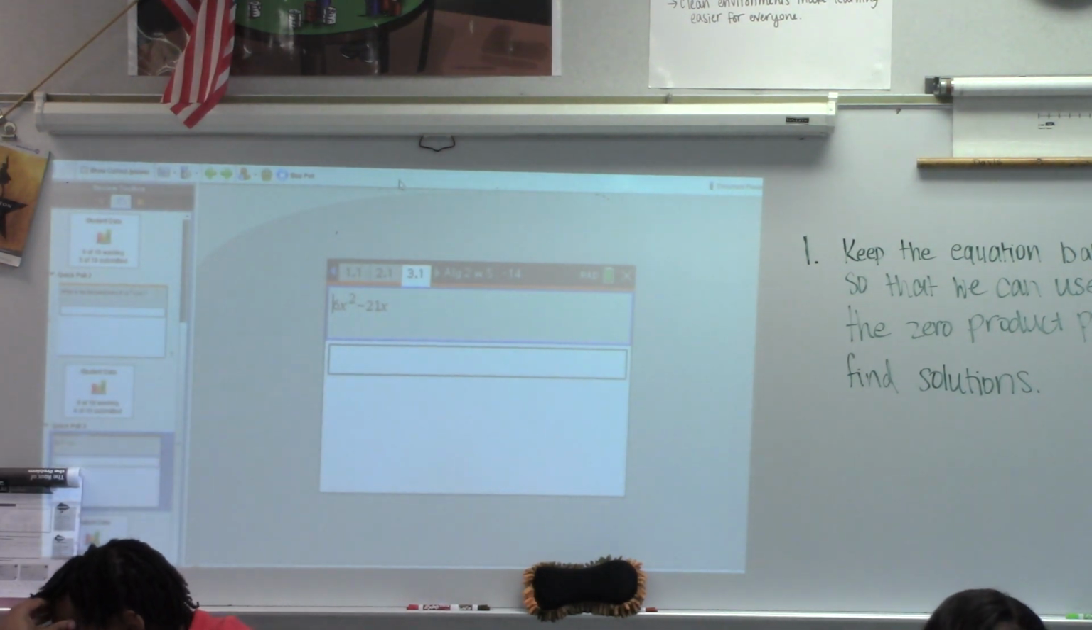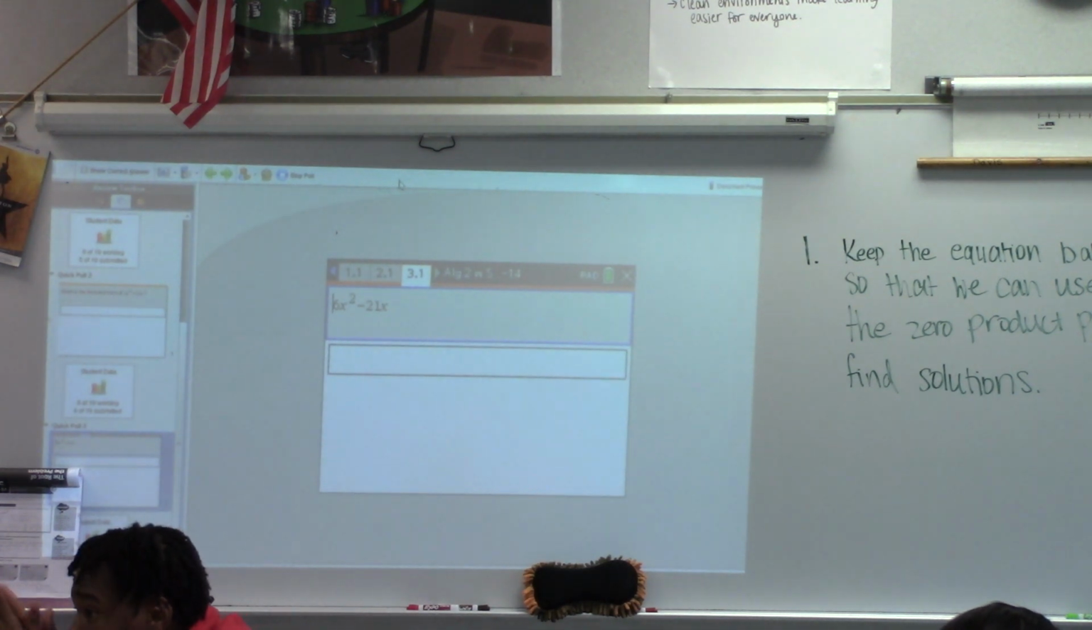Okay, so remember, we're multiplying it back in. So to get to the 6x squared, we're going to multiply by 3x.